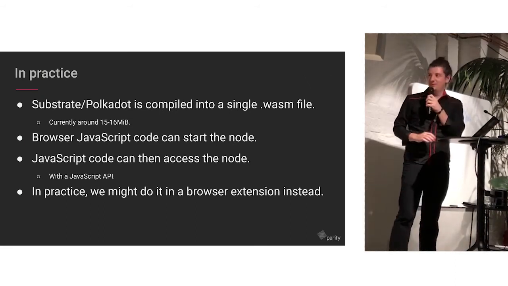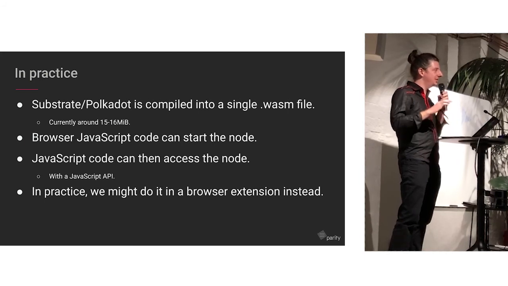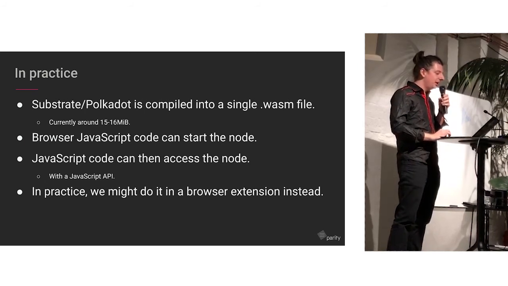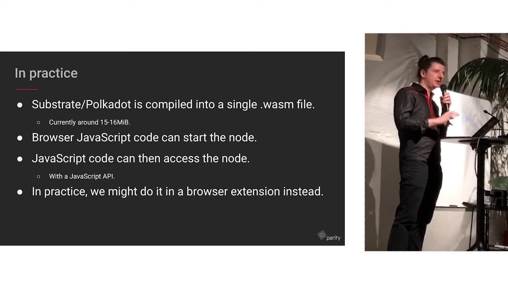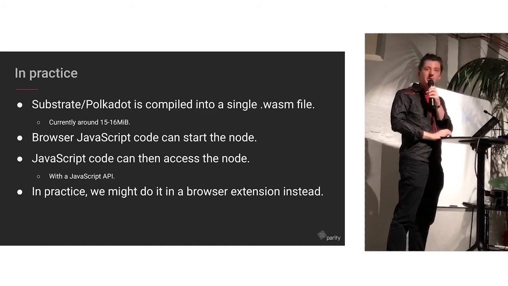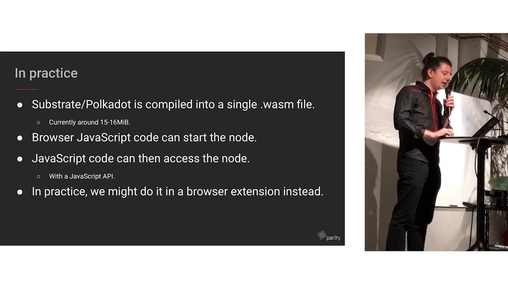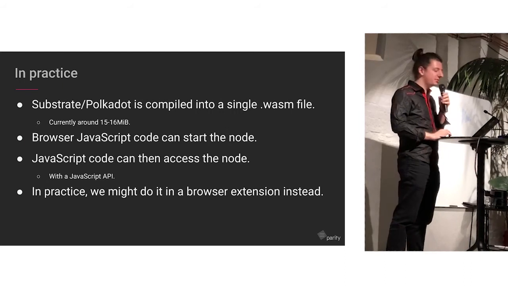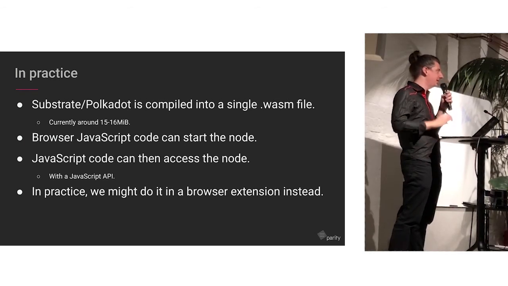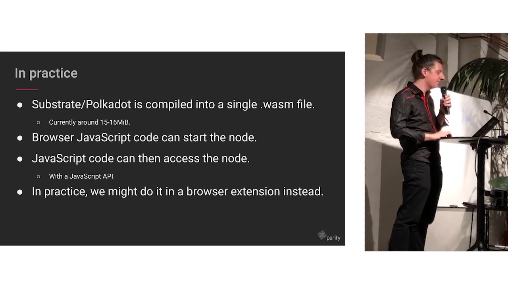So in practice, we compile the entire client into a single WASM file. Currently it's around 15 to 16 megabytes, which is kind of heavy, but still low enough so that it's reasonably downloadable. You have this big WASM file, then you have some JavaScript bindings that load the WASM file, and there is then a JavaScript API on top that allows interfacing with external JavaScript code. The 15 to 16 megabytes is at the limit, and in practice we might use a browser extension rather than asking every single website on the planet that wants to connect to a chain to download 15 or 16 megabytes separately.